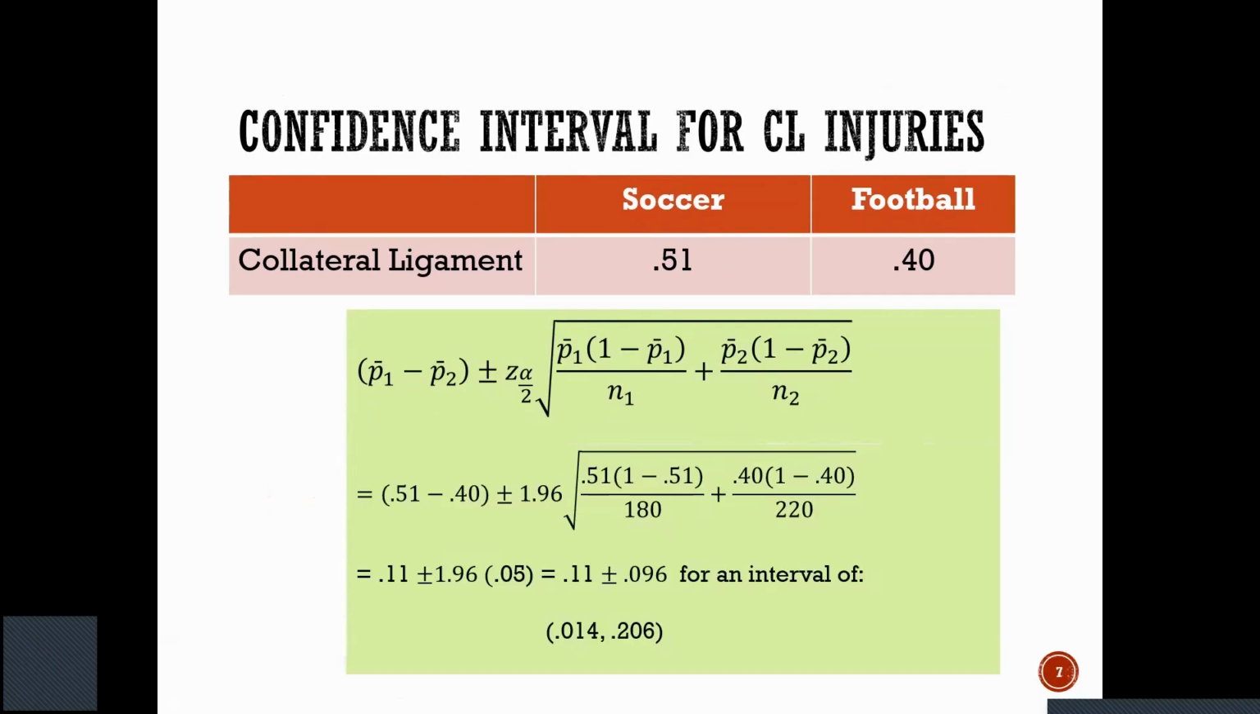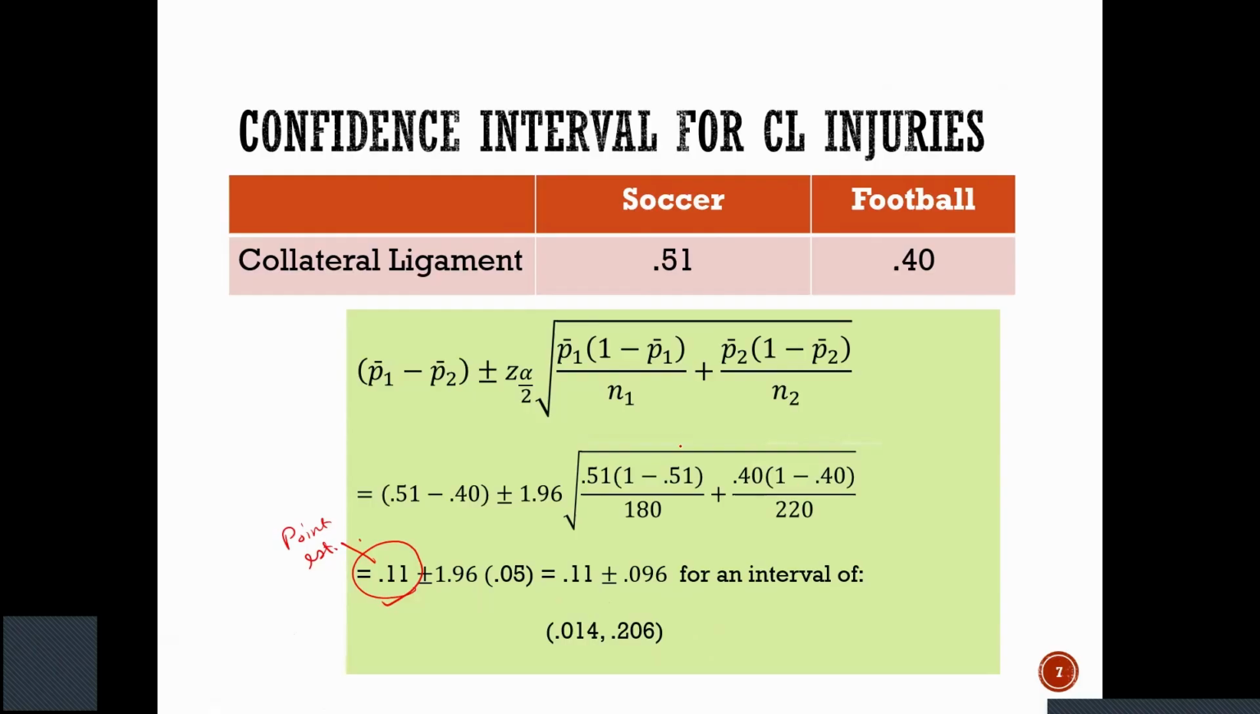So this is what this looks like. We just wrote that out. The point estimate of the difference is 0.11 right here. And then we have the 1.96. All that mess under the square root comes down to 0.05. So you have 0.11 plus or minus 0.096, and so the confidence interval is from 0.014 to 0.206.